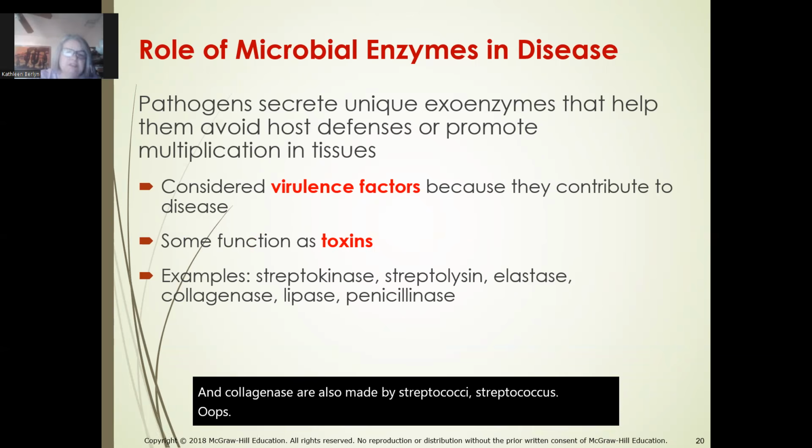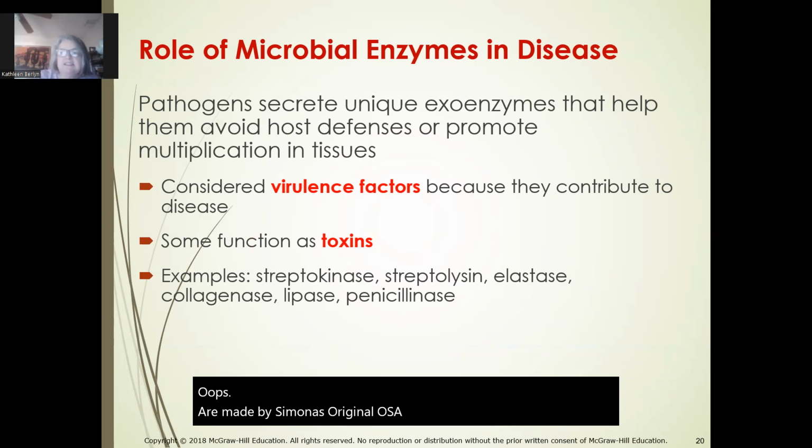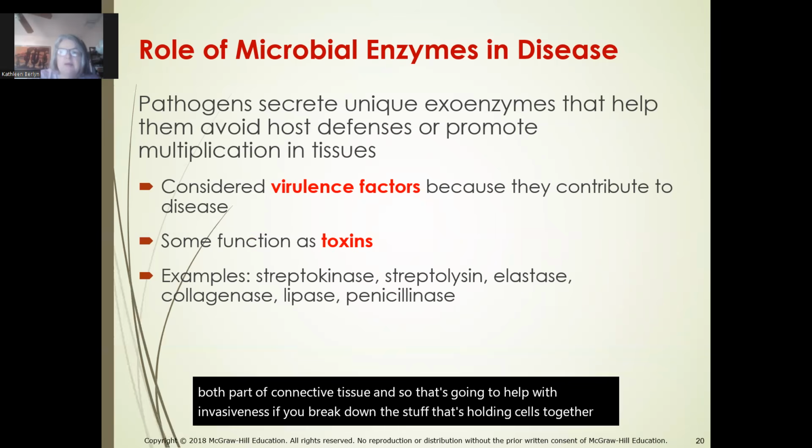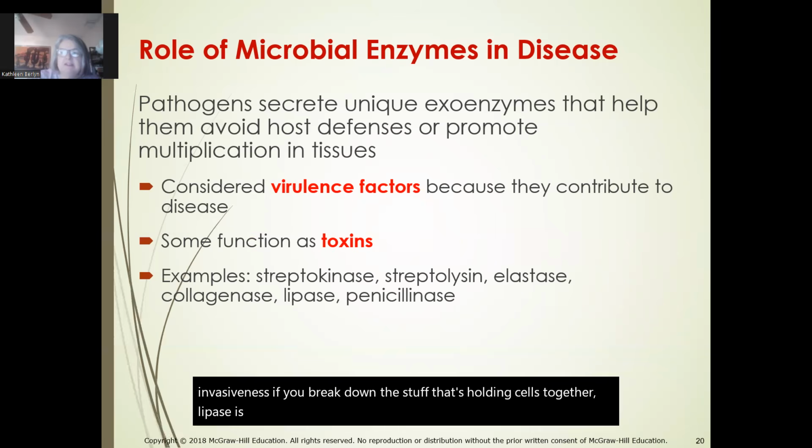Elastase and collagenase are made by Pseudomonas aeruginosa, and elastase is going to digest elastin, and collagenase is going to digest collagen. Those are both part of connective tissue, and so that's going to help with invasiveness if you break down the stuff that's holding cells together. Lipase is made by Clostridium perfringens. This is an organism that causes gangrene, and it's going to break down cell membranes, the lipids in cell membranes.